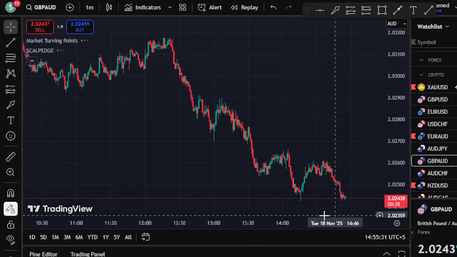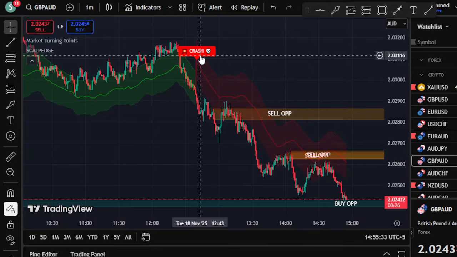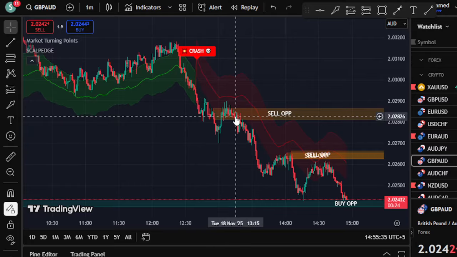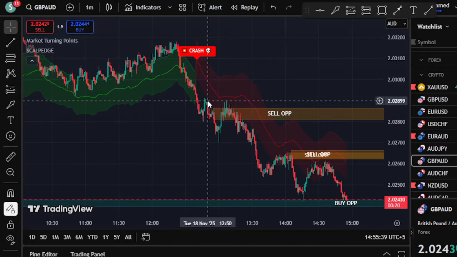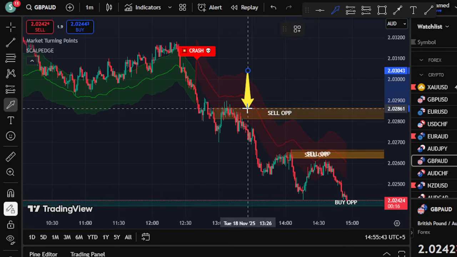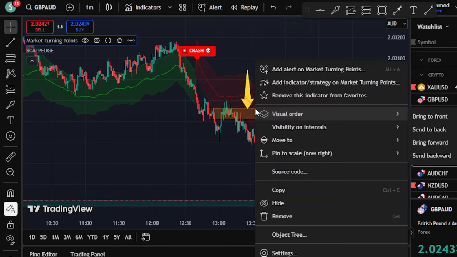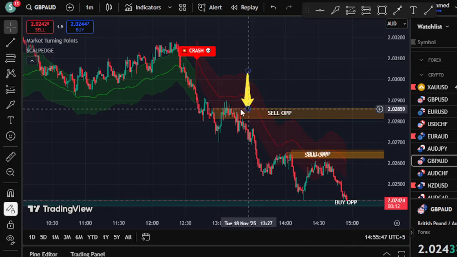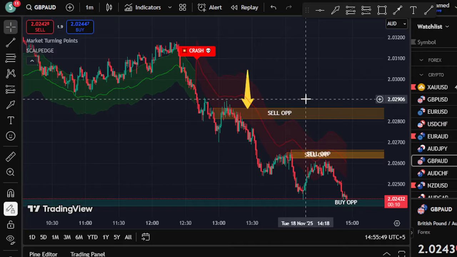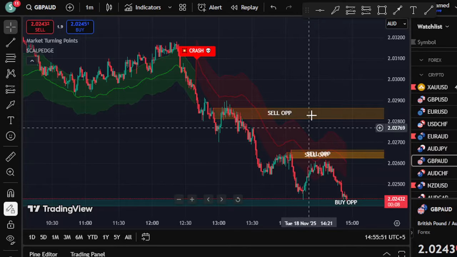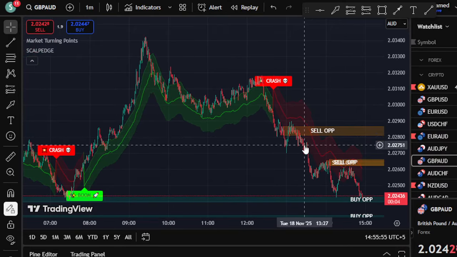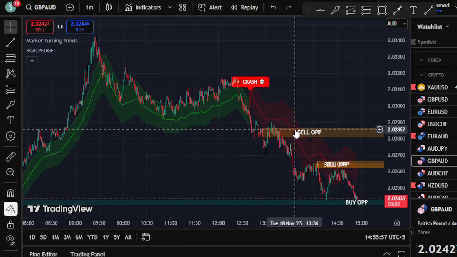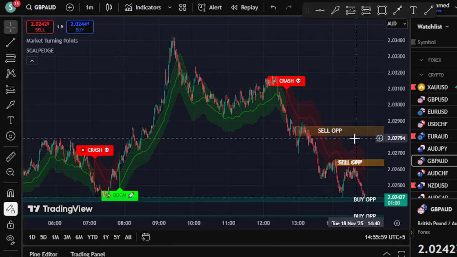So if you use Scalp Edge with a proper confirmation, look at this, the crash, and then let's say you waited for the market to see whether the crash is really going to be a crash or not, and if you want a double confirmation, the Market Turning Points indicator is going to help you in that case. And after the sell opportunity, you can see the price is down. Okay, so these are the two powerful indicators that you can use for your trading, and you can use the second confirmation from the Market Turning Points, and they are the best trading setups.